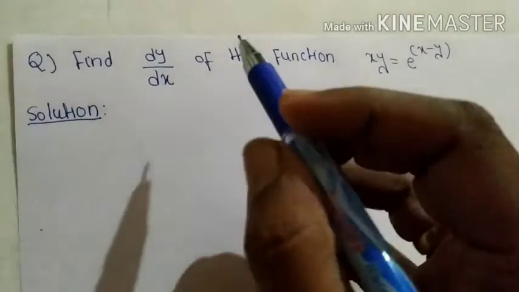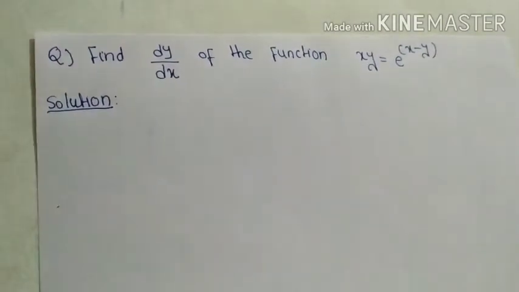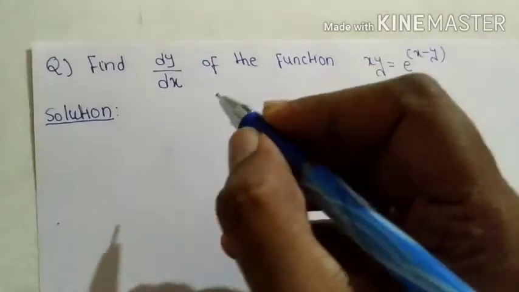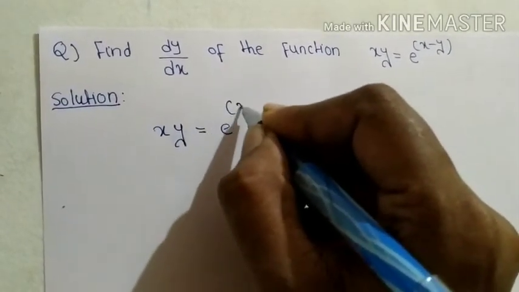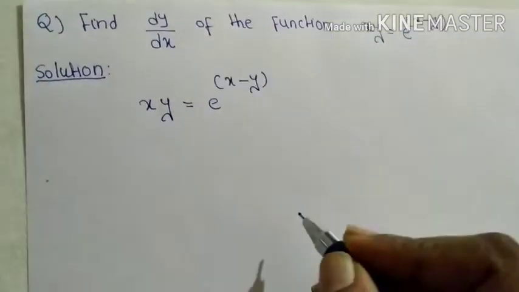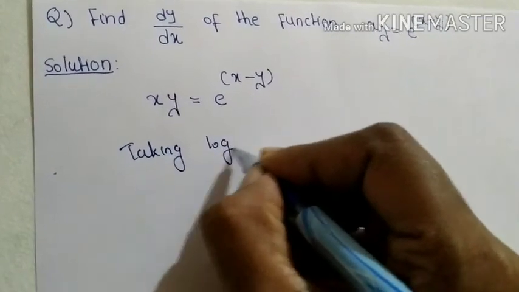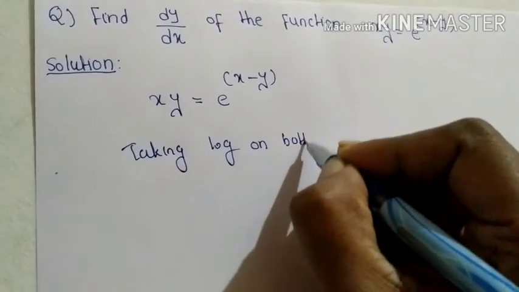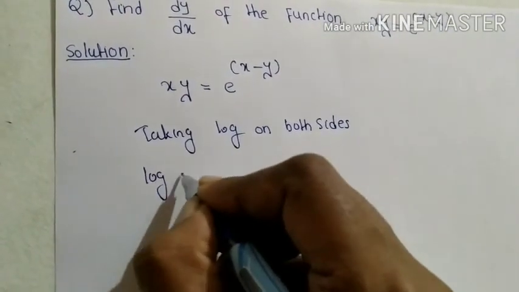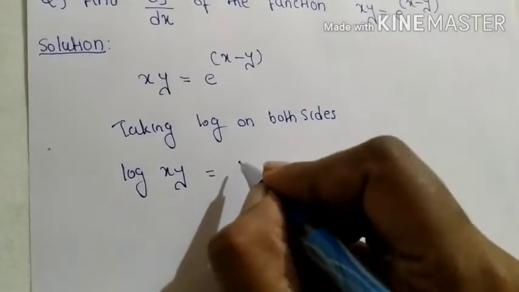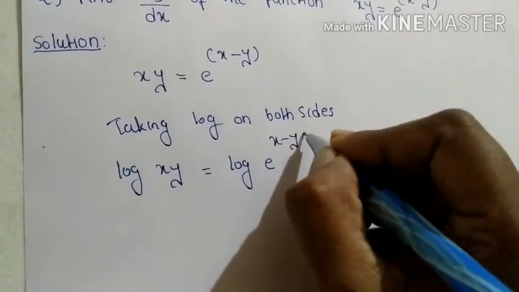Next question is, find dy by dx of the function xy equal to e raised to x minus y. So let's start the solution of this question. Given that the function xy equals e raised to x minus y. Taking log on both sides, we get log of xy equal to log of e raised to x minus y.